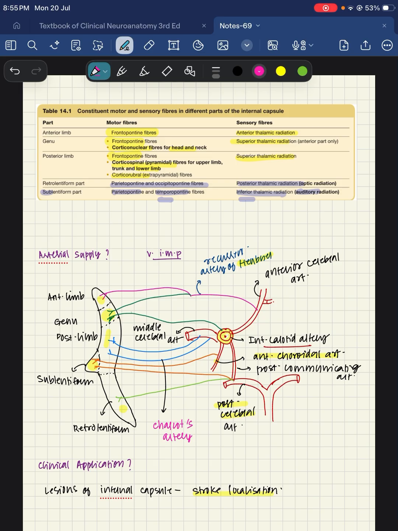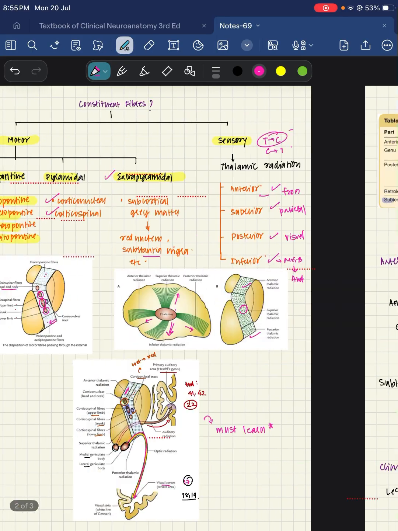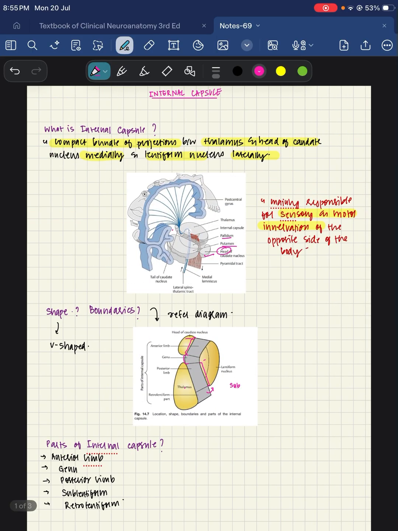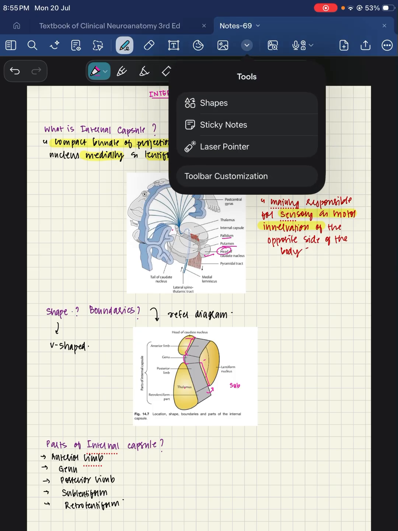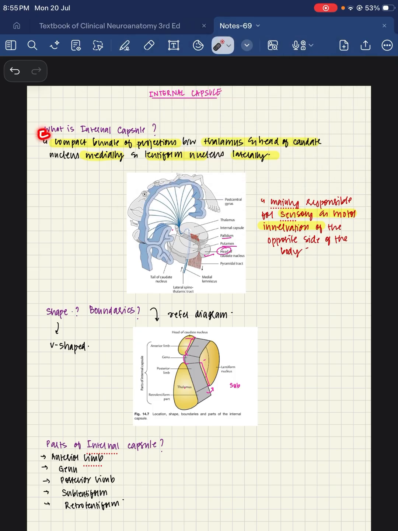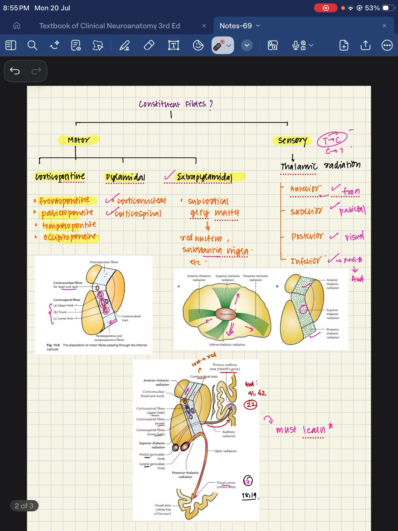Okay, so I think that's it for the lecture. I'll just summarize it. We talked about what the internal capsule was. We talked about the shape, the boundaries. We talked about the parts of the internal capsule, the 5 parts. Remember, I hope you remember it. Then we talked about the constituent fibers, the motor and the sensory. The motor being corticopontine, pyramidal, and extrapyramidal. Also, don't forget the extrapyramidal part.